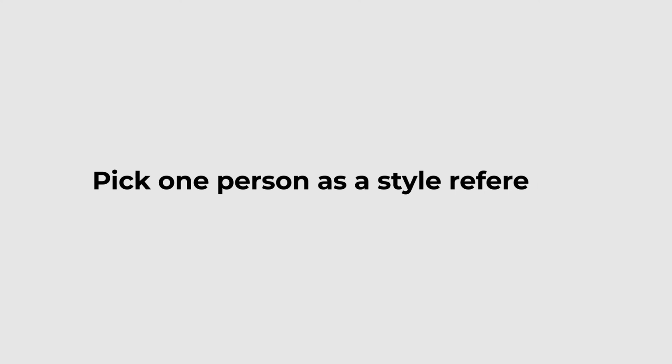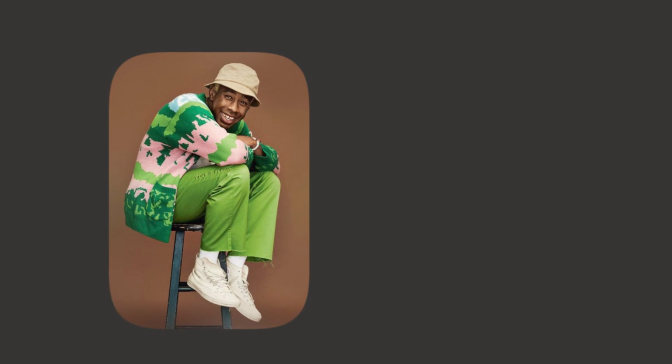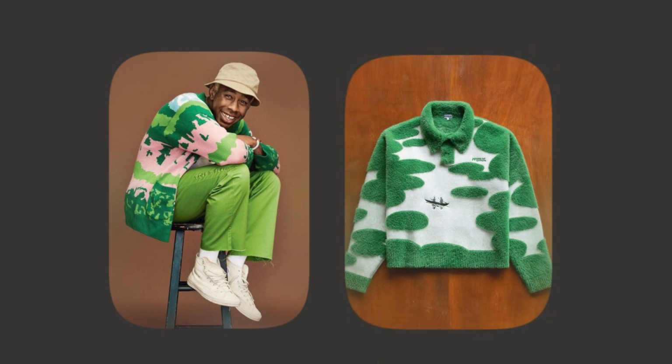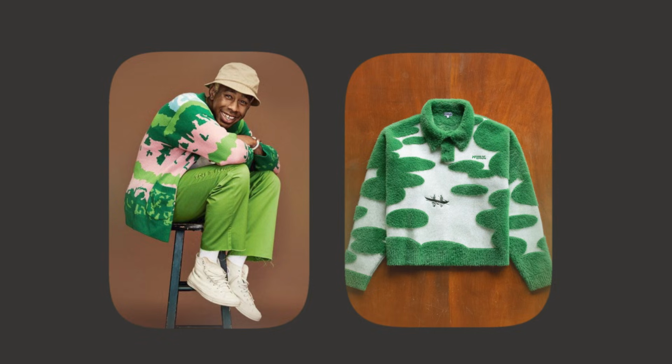To do this, pick one person as a style reference. Someone whose style you really like or you want your brand to embody. So this could be a DJ, a celebrity, or even another fashion designer. For example, if House of Errors were to pick someone, it would probably be Tyler, the Creator. If you put their wardrobes side by side, you can see the similarity. And once you've picked that person, everything else gets so much easier. Because now you're not designing for everyone, you're designing for one set of eyes.